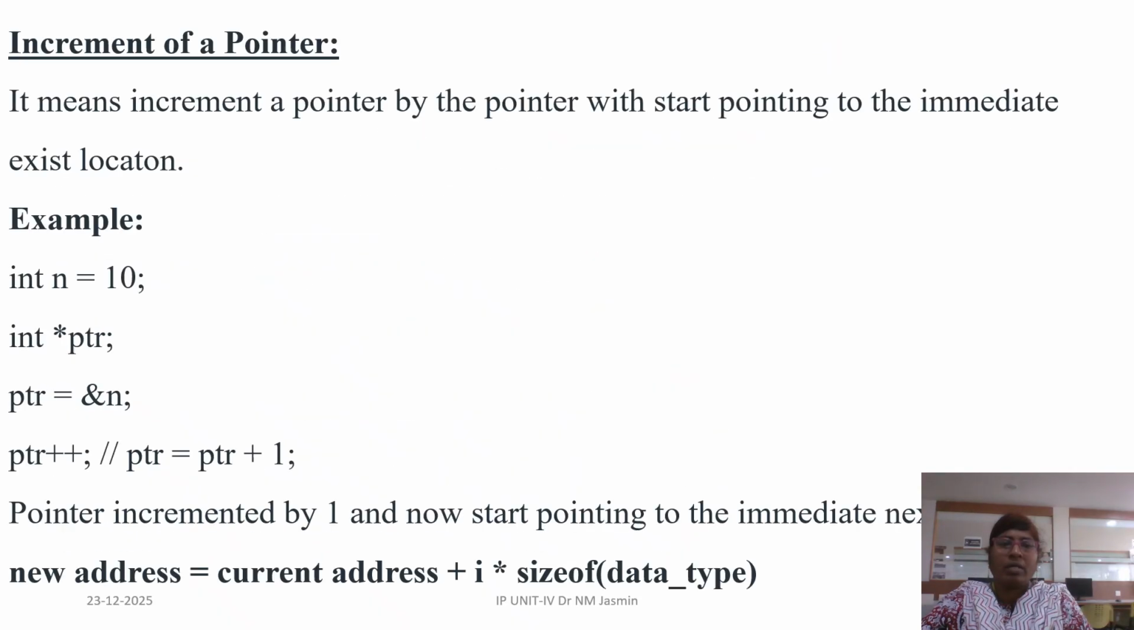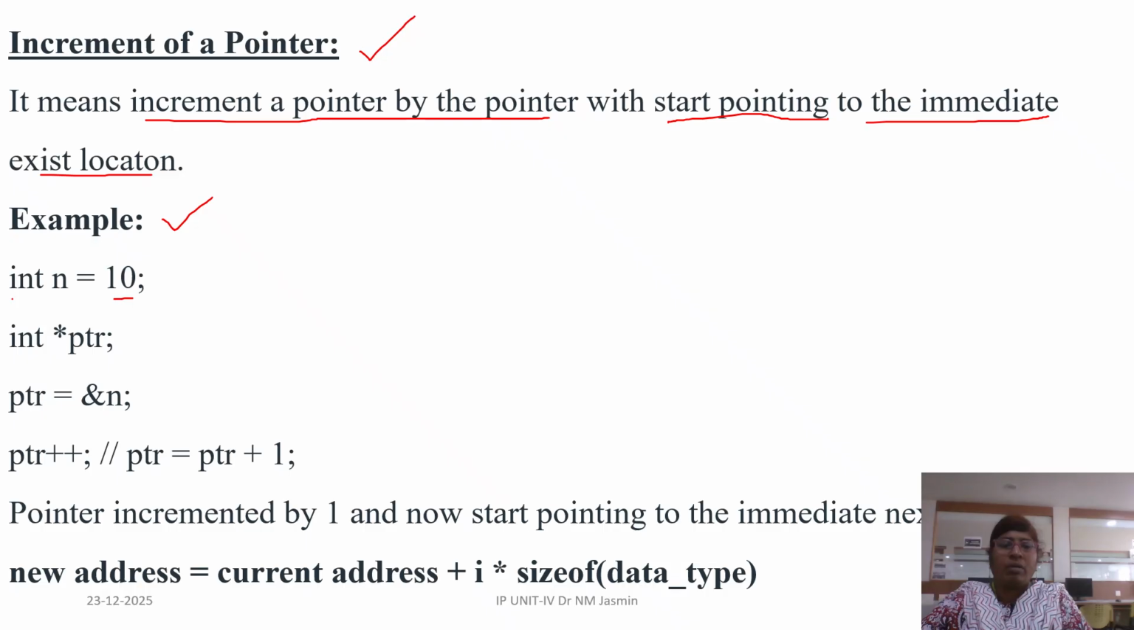If you see the increment of a pointer, this is nothing but incrementing a pointer so that it starts pointing to the immediate next location. Let's go with one example.